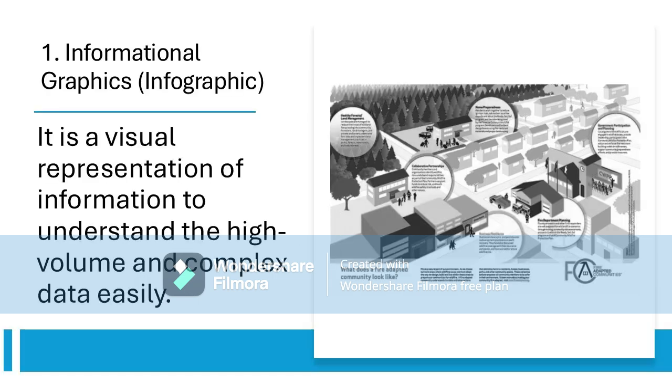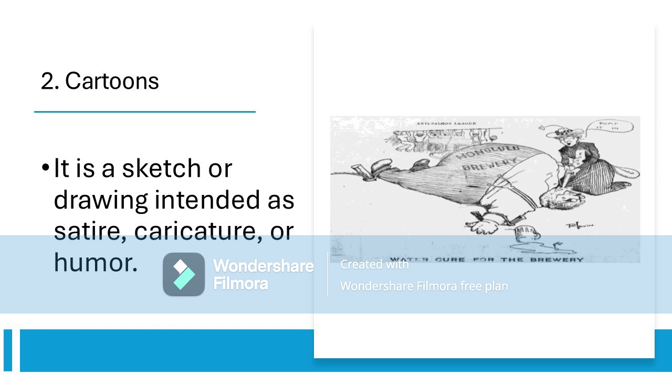Informational graphics or the infographic is a visual representation of information to understand the high volume and complex data easily, like for example the graphs and the charts. Cartoon is an example of a visual media. Now, cartoons are a sketch or drawing intended as satire, caricature, or humor. Like, for example, the comic strips, the editorial cartoons in newspapers and magazines.